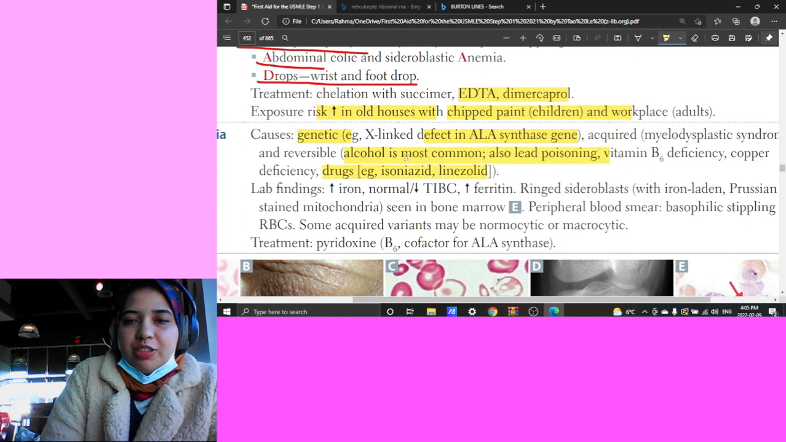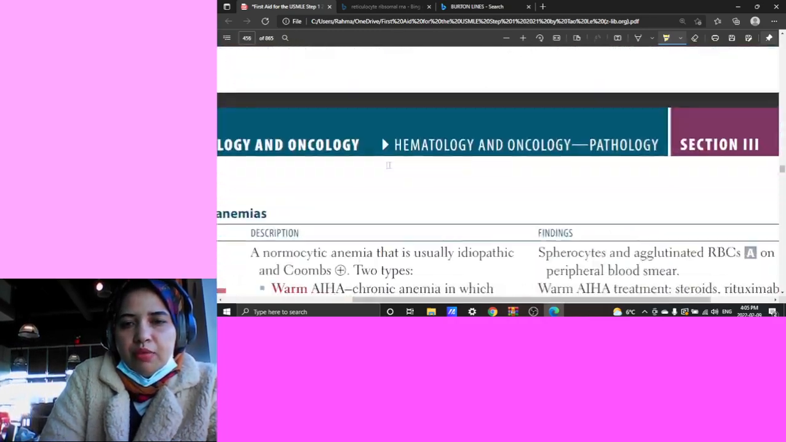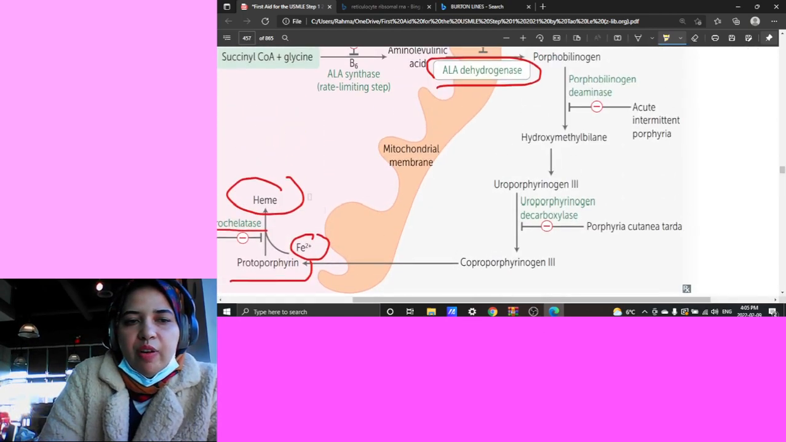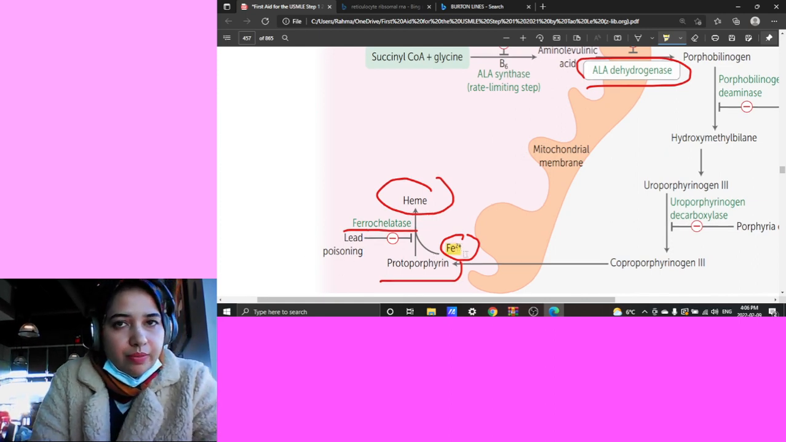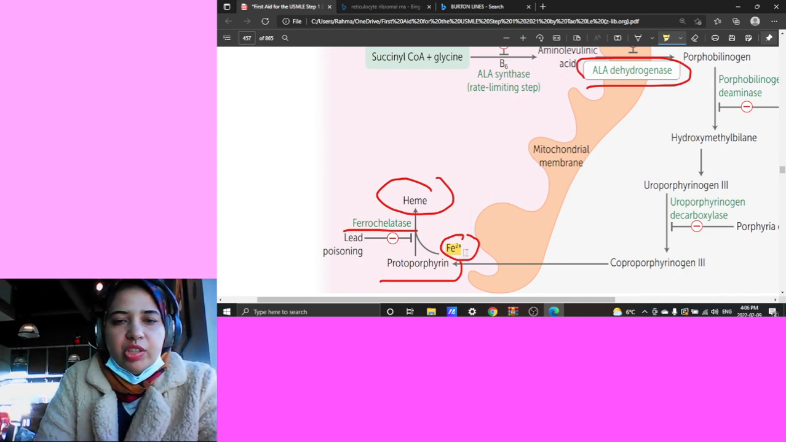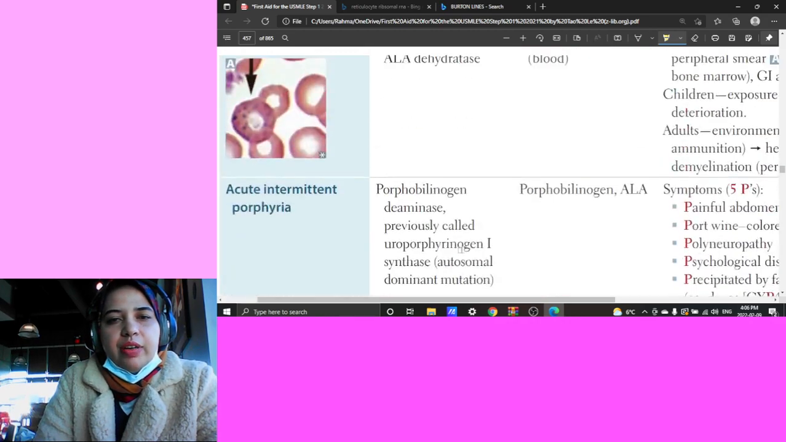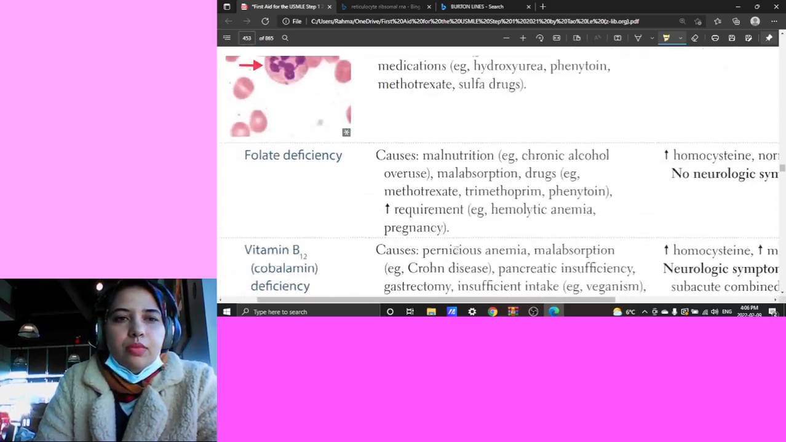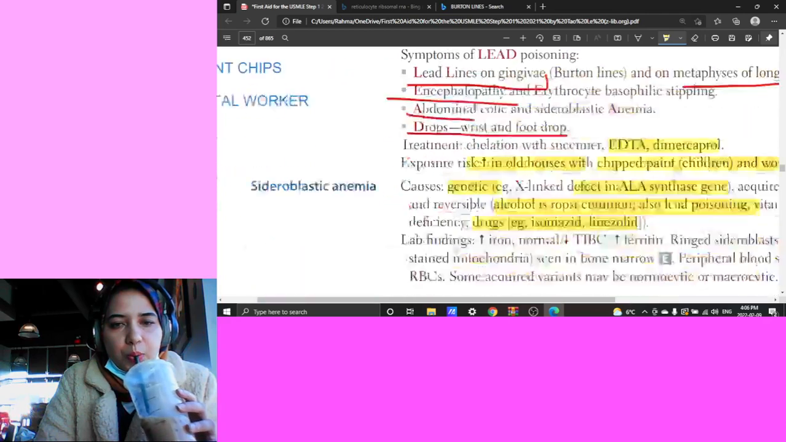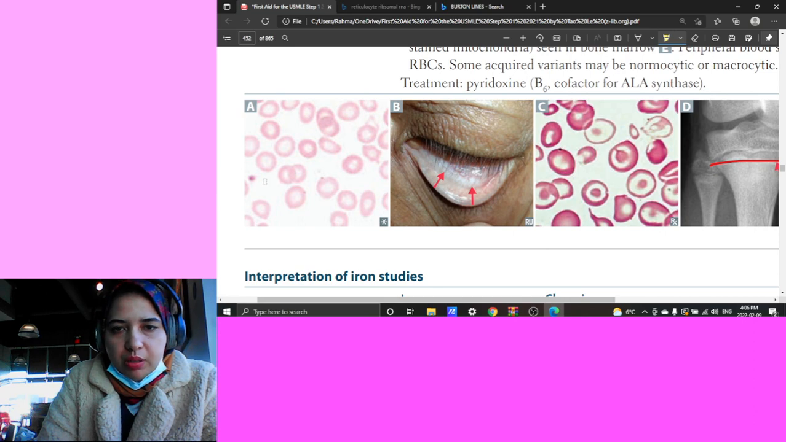Also, lead poisoning can show sideroblastic anemia. So think about this. It's a lot easier to look at it through the chart here, the figure that we have. If I'm not using my iron to make the heme, because ferrochelatase is stopped by lead poisoning, I have iron that's going to be increased in circulation. And that's going to go into the bone marrow, it's going to go to other places, so you're going to have this increased iron or sideroblastic anemia. That's why lead poisoning can cause that. So here's an appearance of what sideroblastic anemia looks like.